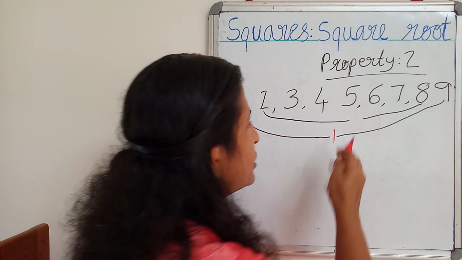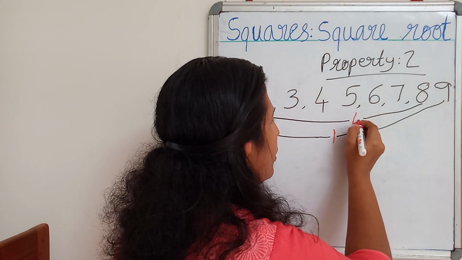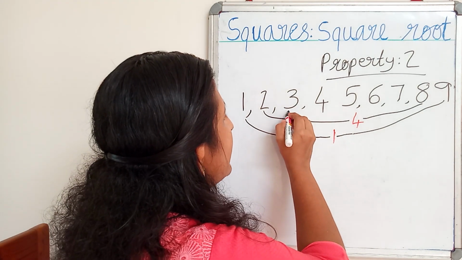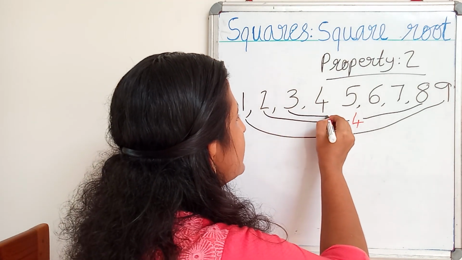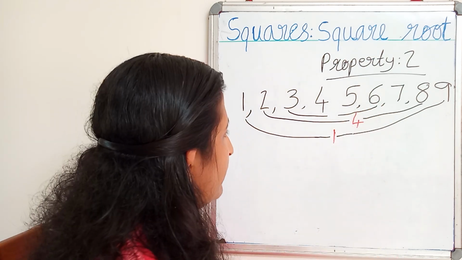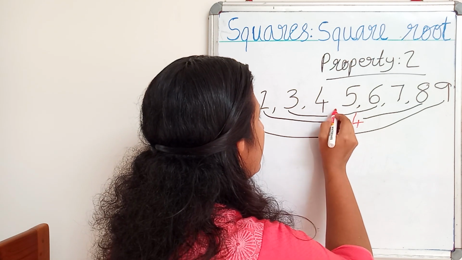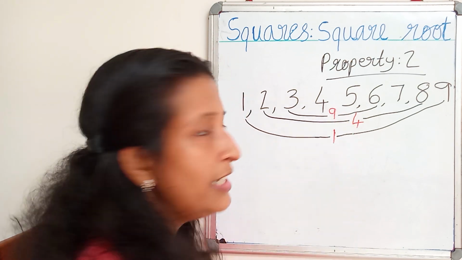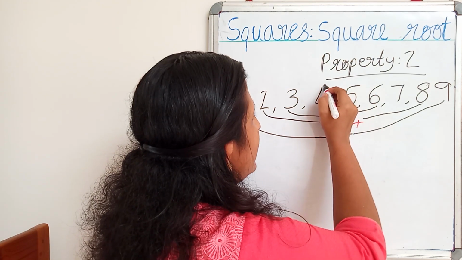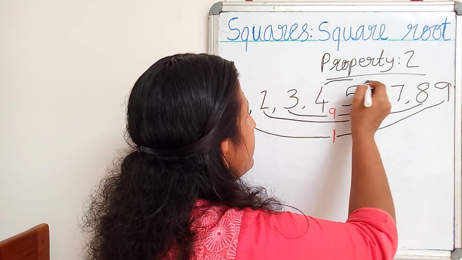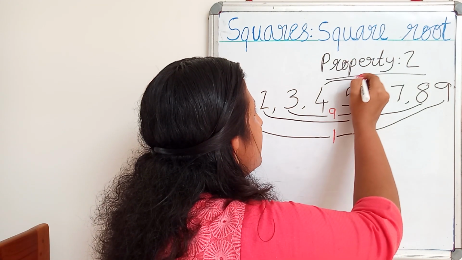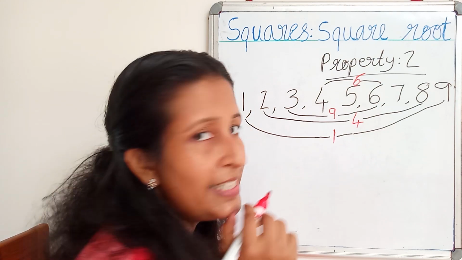Then its square should end with 4 in its unit place. Then, if a number is ending with 3 or 6 in its unit place, then its square should end with 9 in its unit place. Then if a number is ending with 4 or 6 in its unit place, then its square should end with 6 in its unit place.